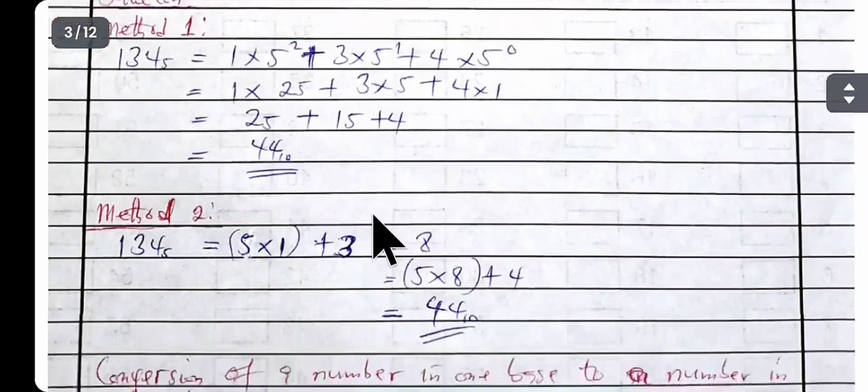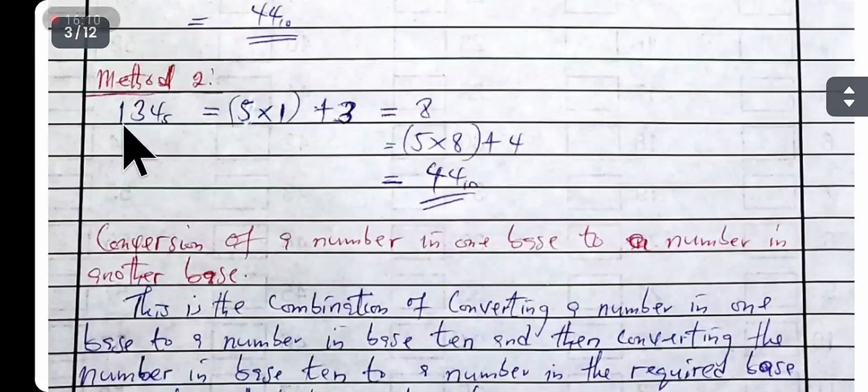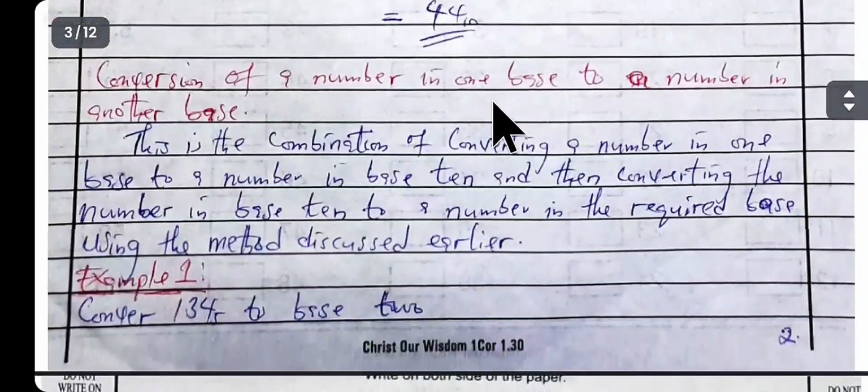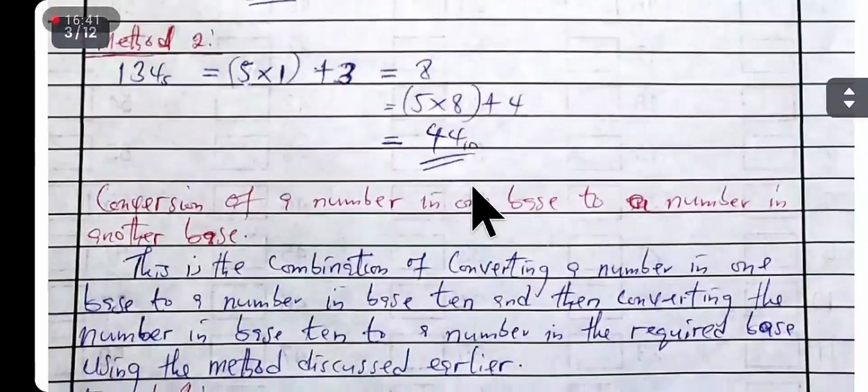Now let's use the second method. 1 times 5, the base here, 5 times 1 plus the next digit, 3, is going to give us 8. Then the next step is going to be the base again times 8. This 8 you got, 5 times 8, then plus the last digit, 4, is going to give us 44 in base 10. So even if you have more digits, you continue like that. This is how to convert from other bases to base 10.